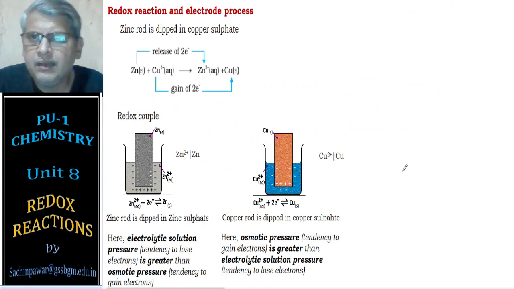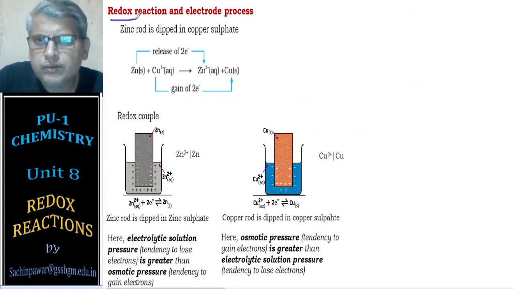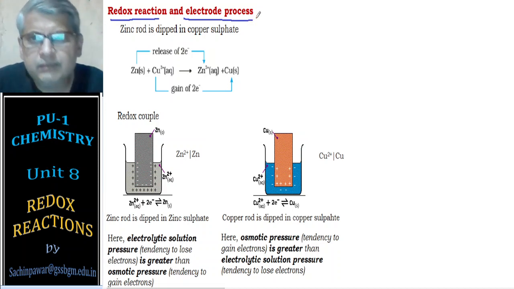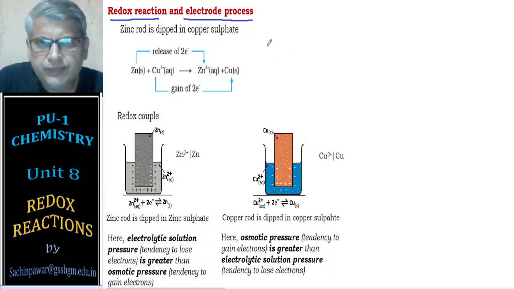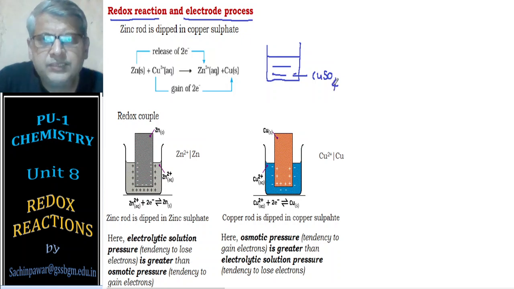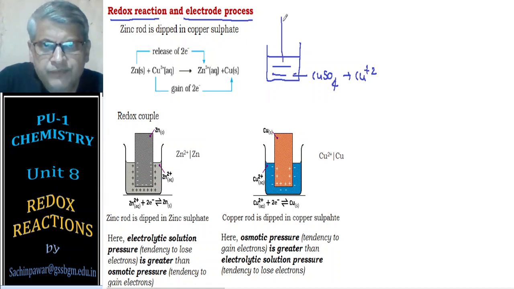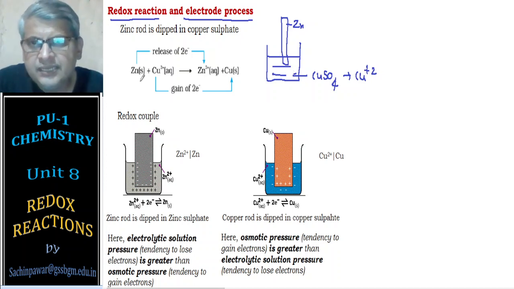Next concept is redox reactions and electrode process. Okay, for this let me begin with one example which we have learnt. Here what we have done is, we have a beaker. In that beaker we have taken copper sulfate, that is we have taken copper plus 2 ions in the solution, and a rod of zinc is dipped into it. And you will see the reaction is happening at the interface, and that reaction is zinc plus copper plus 2 giving you zinc plus 2 and copper.